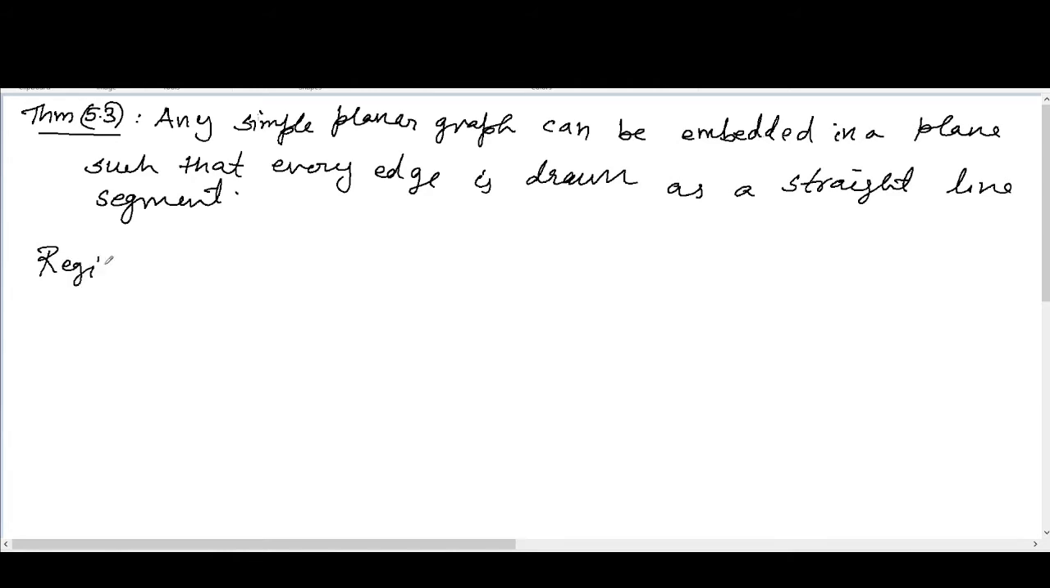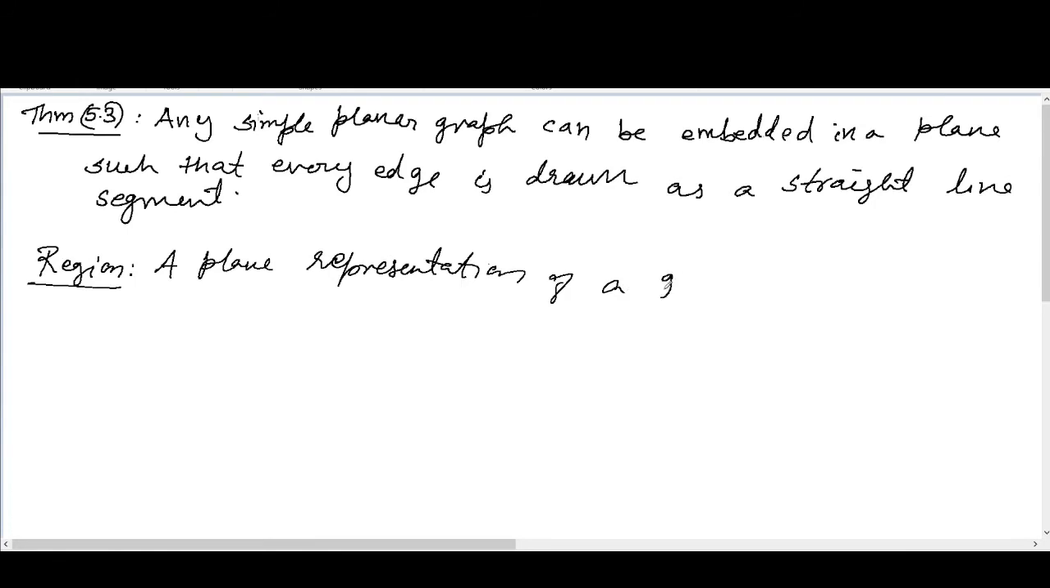Next, here you simply note the definition. What is meant by a region? Region means a plane representation of a graph that divides the plane into regions. The other names are windows, faces, or meshes.